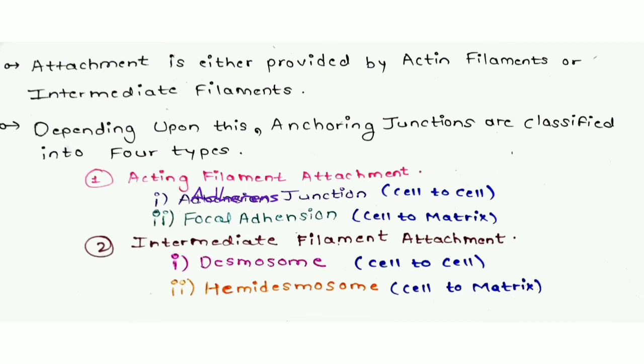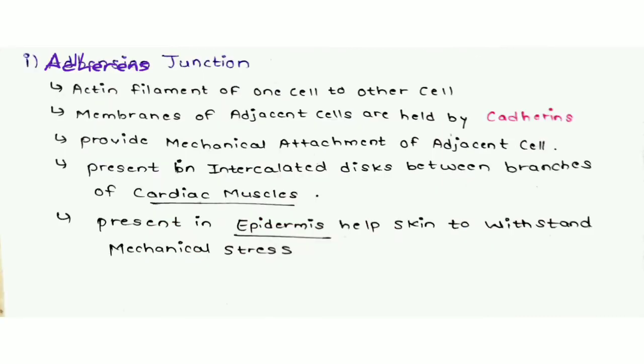So first here is adherens junction. Adherens junction is the cell to cell junction which connects the actin filaments of one cell to those of the other. The membranes of adjacent cells are held together by transmembrane protein called cadherins. Adherens junction provides strong mechanical attachment to these adjacent cells.